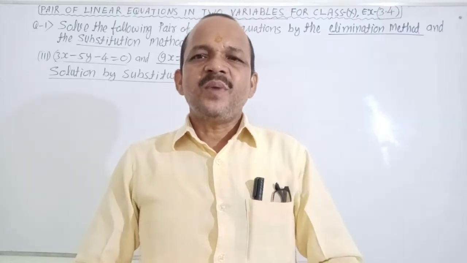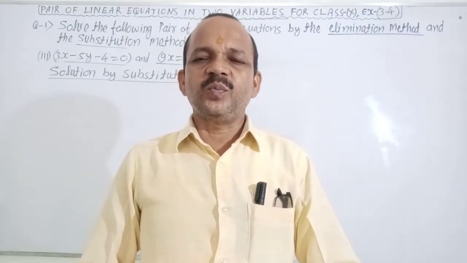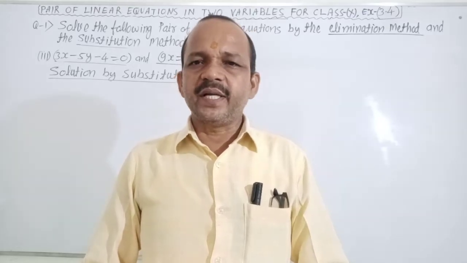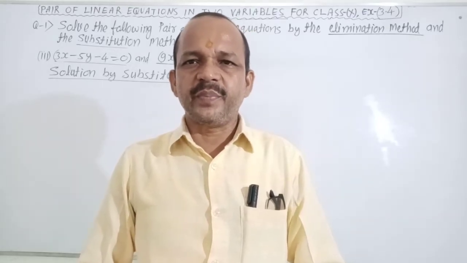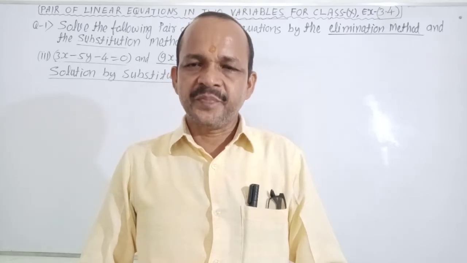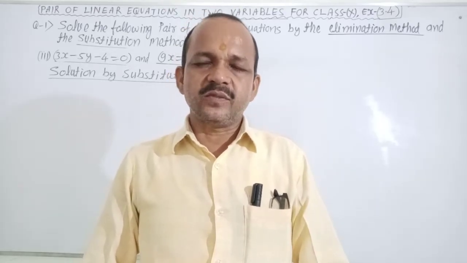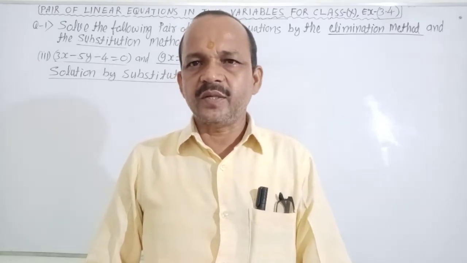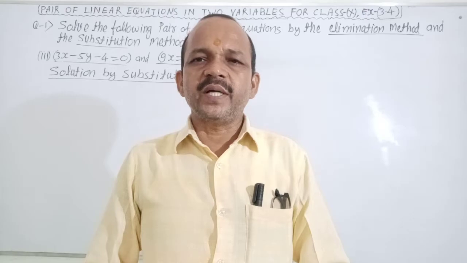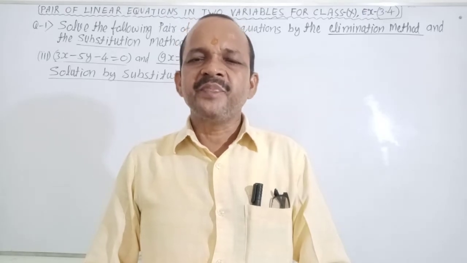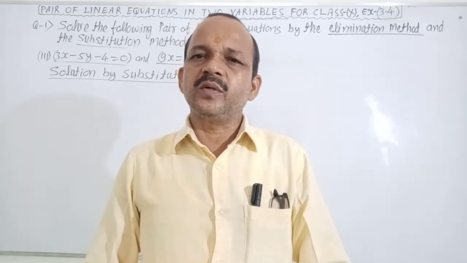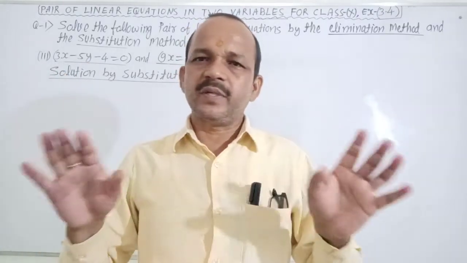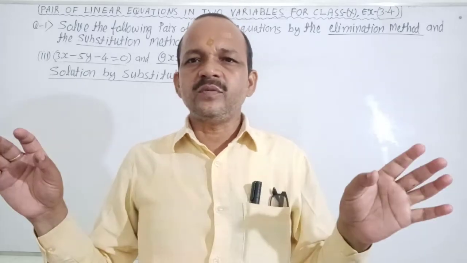Very good. Firstly I want to describe the form of pair of linear equations in two variables, because you can ask me what is the form. It is new for you, so you can ask easily. The form is a1x plus b1y plus c1 equal to 0 and a2x plus b2y plus c2 equal to 0. It is clear, no confusion about it.